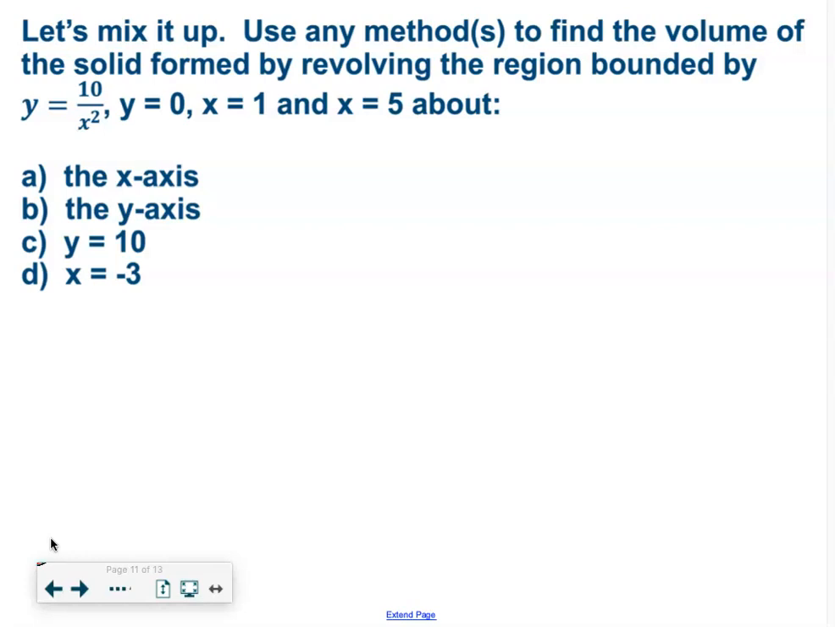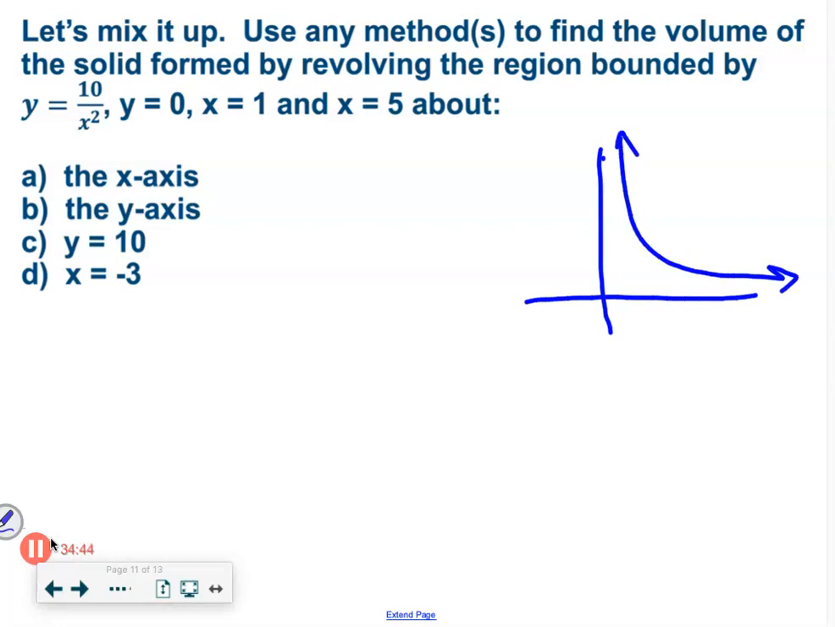First, on paper, see if you can get setups for these 4 problems. I'm going to give you a little bit of a head start. So, y equals 10 minus x squared is a graph that looks kind of like that. It's got both sides, but we're only going to be in the first quadrant, so I'm just going to draw this side. So y equals 0, that's the x-axis. x equals 1, x equals 5. 1 to 5, there's your space, your shape, your region. So this is y equals 10 over x squared.